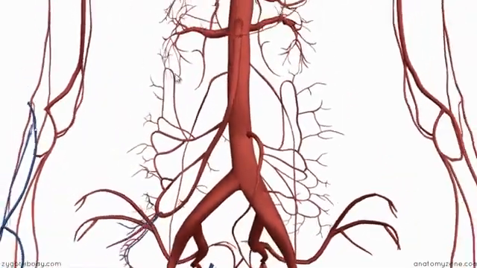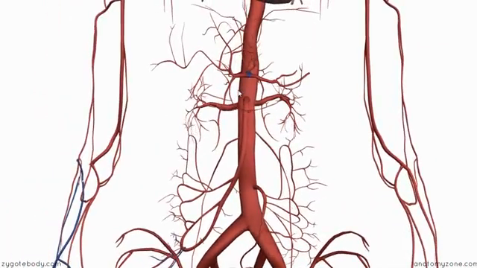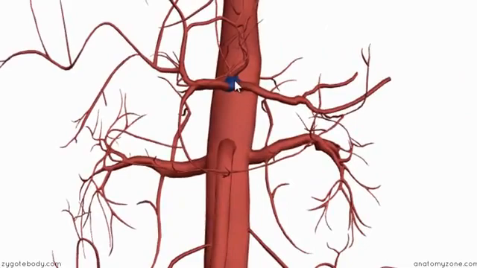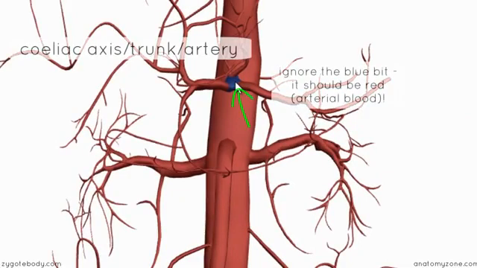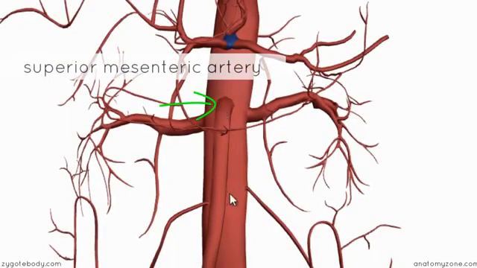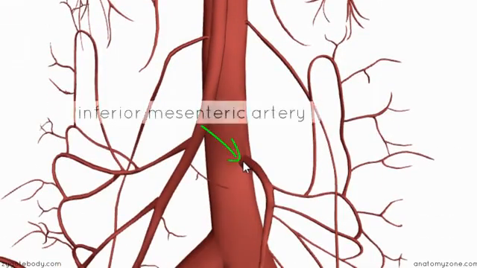So you've got quite a few branches coming off the abdominal aorta, but it's the anterior branches which supply the gut and the accessory organs in the abdomen. So there are three branches which supply the abdominal organs. So right at the top you've got this branch here called the celiac axis, or the celiac artery, or the celiac trunk. You'll hear it called by different things. And then you've got the superior mesenteric artery just below it. And right at the bottom you've got the inferior mesenteric artery.